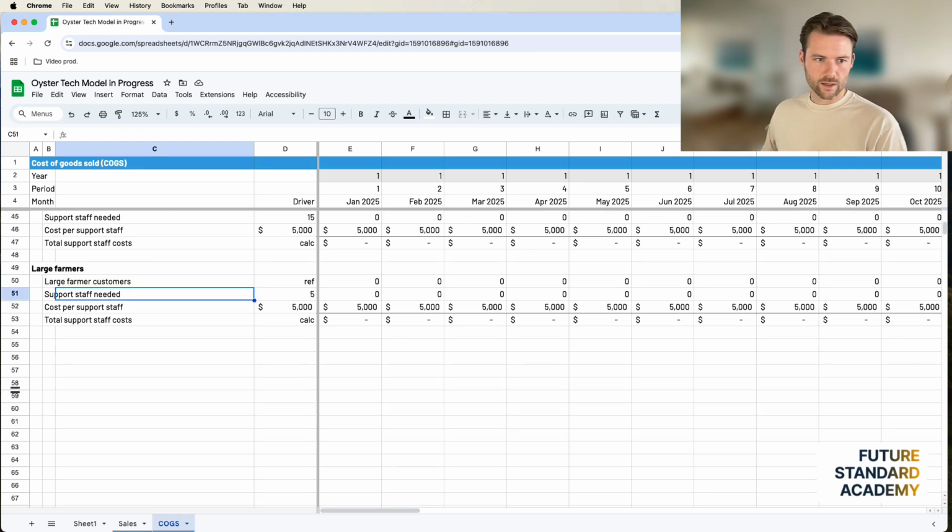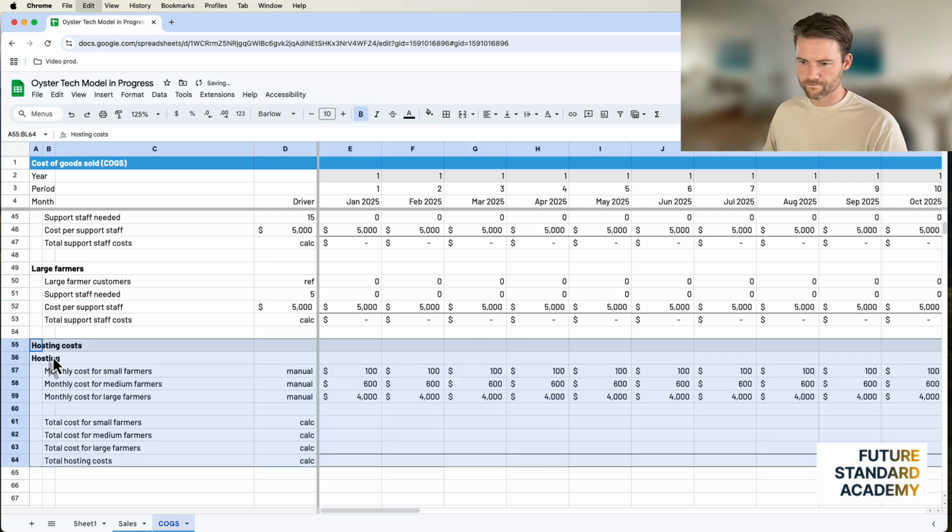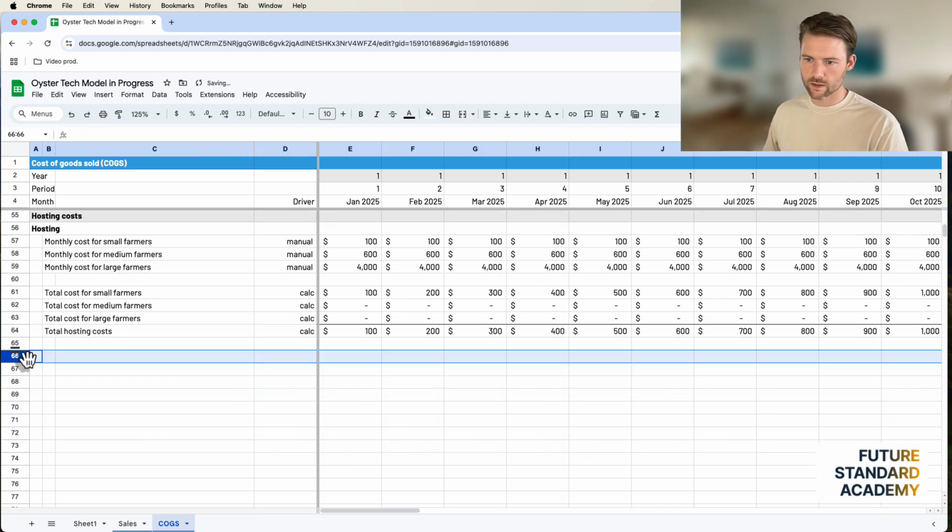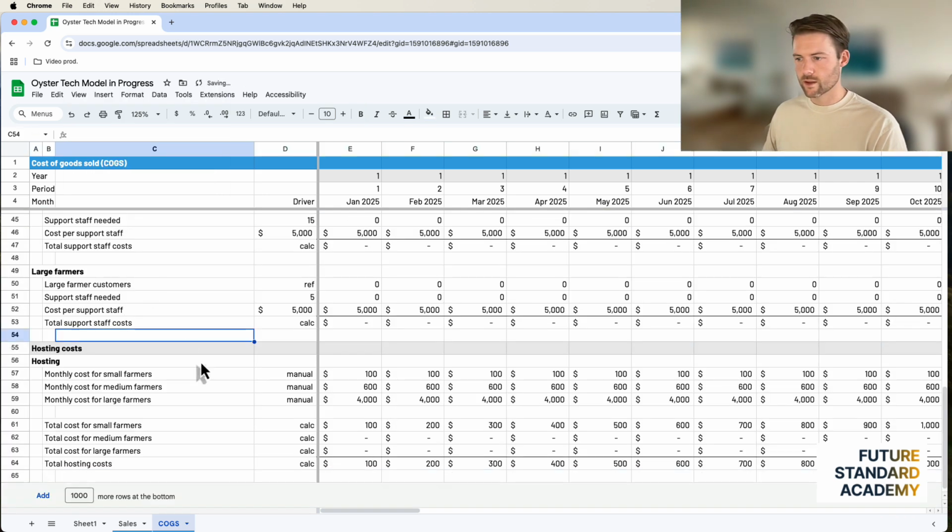That's support costs. And the last category here is hosting costs. Okay, so just going to delete these rows because I like to do that.